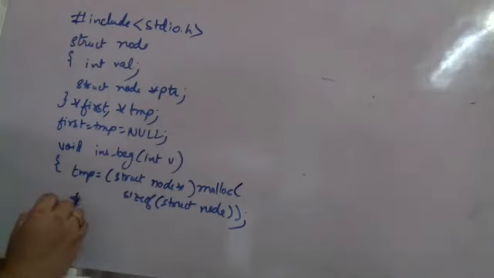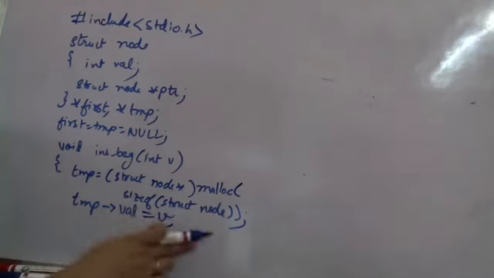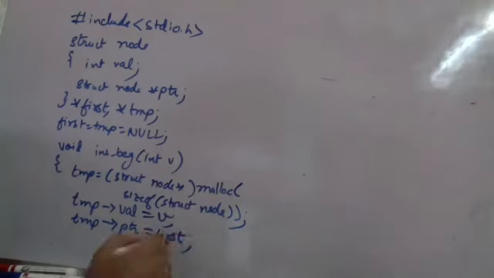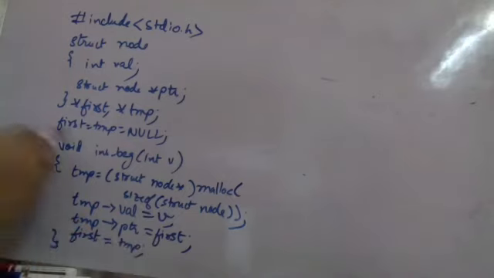After allocating, I am saying temp value is equal to v, and also I am saying temp pointer, since insertion is at beginning, is equal to first. Even if it is an empty list, null will get copied as null. If the list is not empty, then whatever the first is will come here. And now I have to say that first is equal to temp. Even if it was empty or not, I can simply say first is equal to temp. So I have done the insertion at beginning.